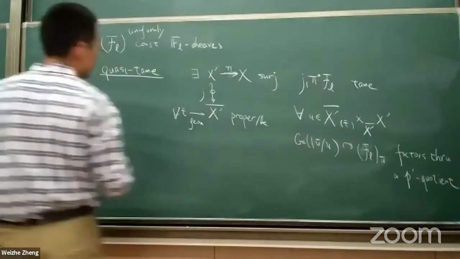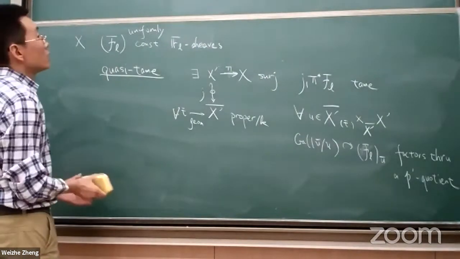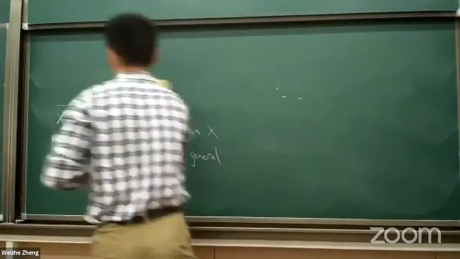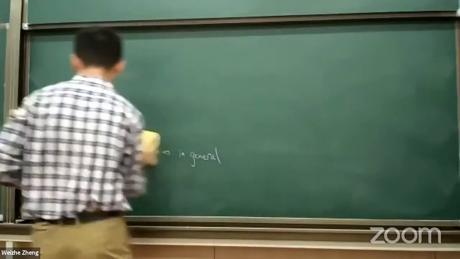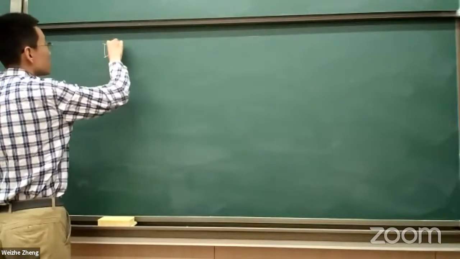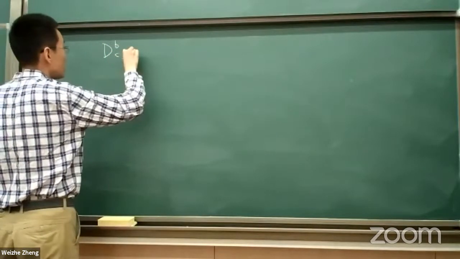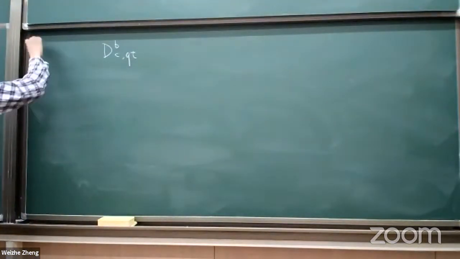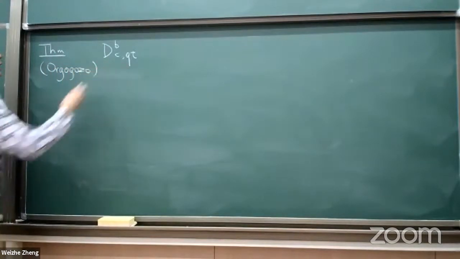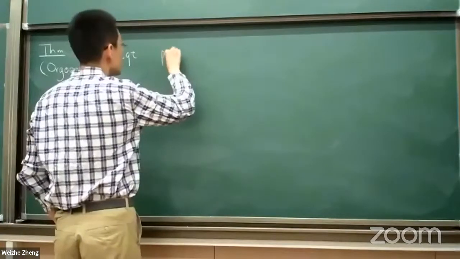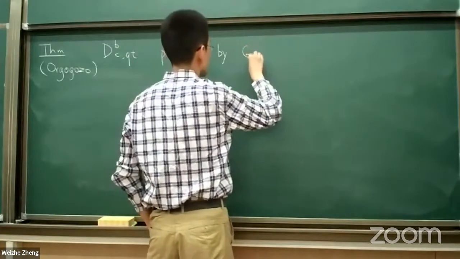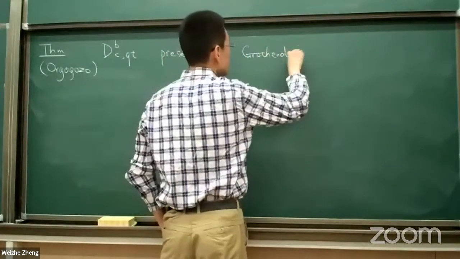So that's a condition in the paper of Orgogozo. And the big theorem, so in this way we can define the category of the uniformly bounded, uniformly constructible, quasi-tame objects. The theorem of Orgogozo says that this category is preserved by the six functors, the Grothendieck six operations, and so on.